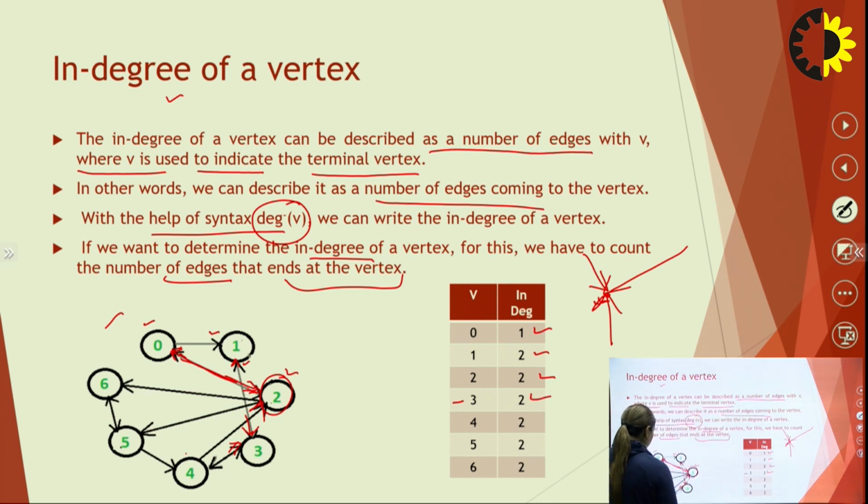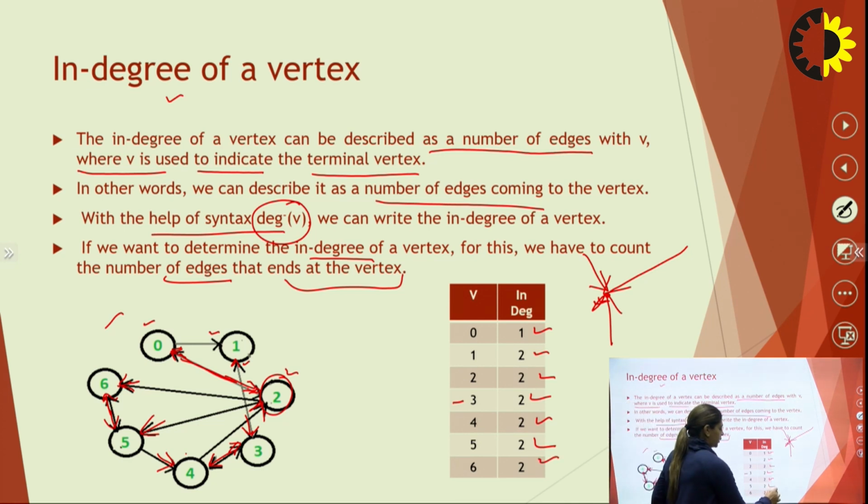Now come to 4, right? 4, 1, 2, right? 2 edges are coming towards 4. The in degree of 4 is 2. Then for 5, 1, 2, right? The degree of 5 is 2. For 6, 1 and this 2, right? The degree of 6 is 2.